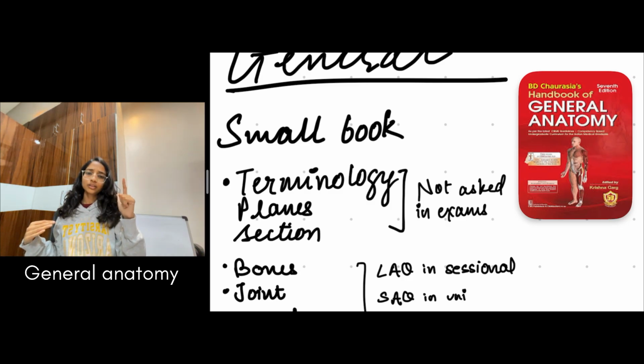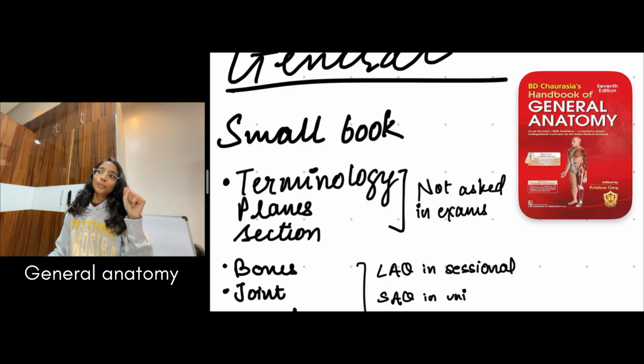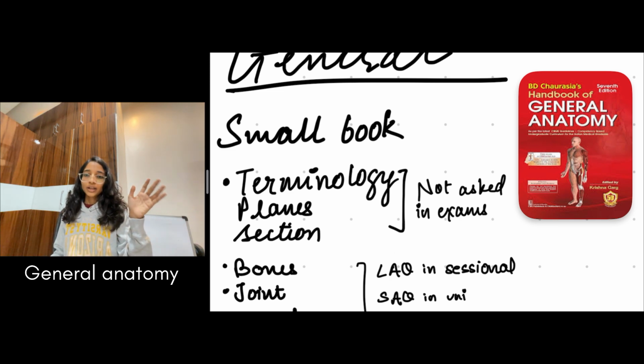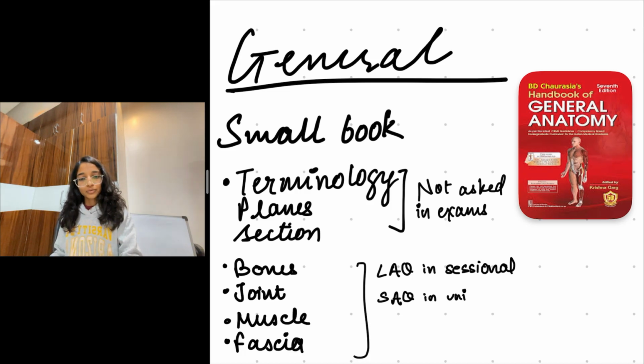Bones in these, usually they ask long answers like parts of a long bone or blood supply of a long bone, epiphysis, all that. So these are usually asked as long answer question in sessionals or your part completion tests, and short answer question in university. Usually they're not seen, but if in case there are, these are short answers. So bones, joint, muscle, and fascia. At least this much you have to cover from your general anatomy handbook. Rest all would be covered in your regional anatomy.